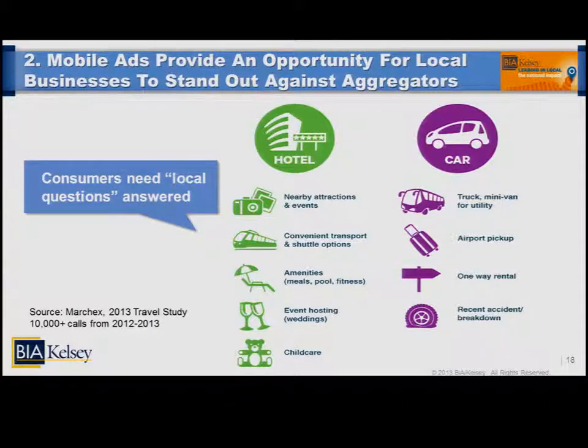And so consumers need local questions answered. And I think that provides a really great opportunity for local businesses to differentiate themselves against aggregators and lead generators because oftentimes you need to have a specific question answered that just can't be done by, let's say, a national call center. Yep. It's a good finding.